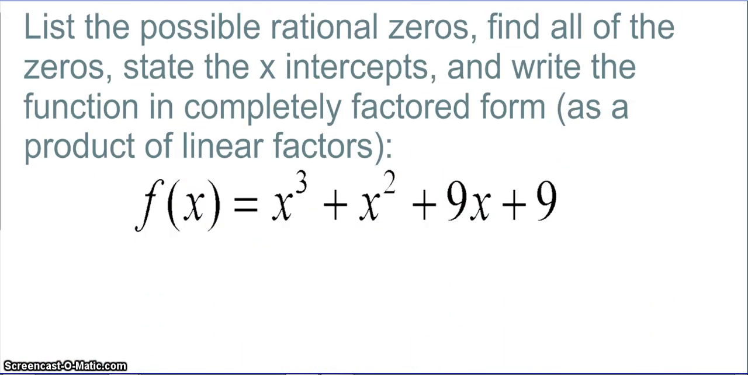Okay, so let's look at an example using this. So we want to list all of the possible rational zeros. That's what the rational zero test does for us. Then we want to find all of the zeros, state the x-intercepts, and write the function in completely factored form. So first, let's list the possible rational zeros.